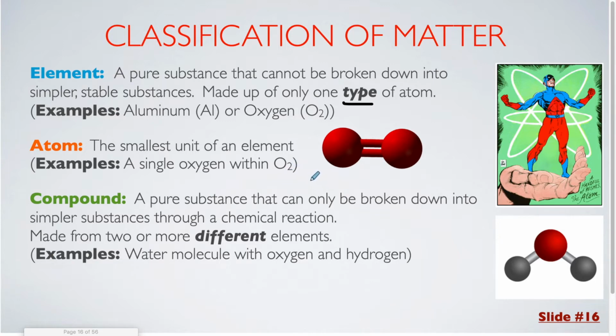A compound is a pure substance that can be broken down into simpler substances through a chemical reaction, and they are made from two or more different elements. So an example there would be water, which is H2O. So we have two hydrogen atoms and one oxygen atom bonded together in order to make a compound.